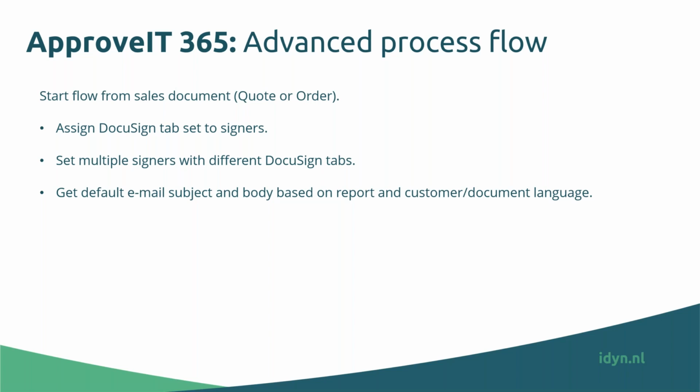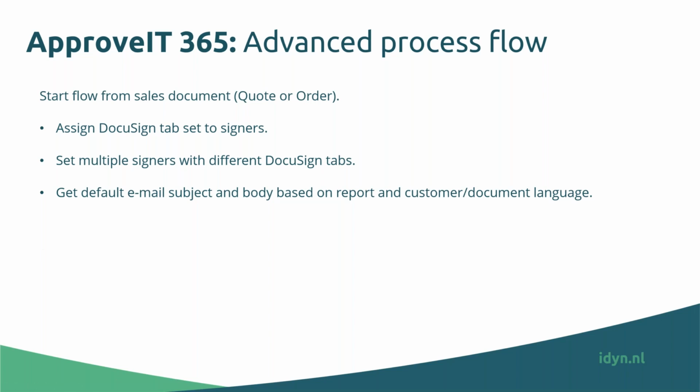However, previously they would get the same anchor position for their signature, so they would overlap. Now we can assign different tabs as well. And of course, we can set multiple email texts, so subject and bodies based on the report and the language used for the customer or on the sales document.